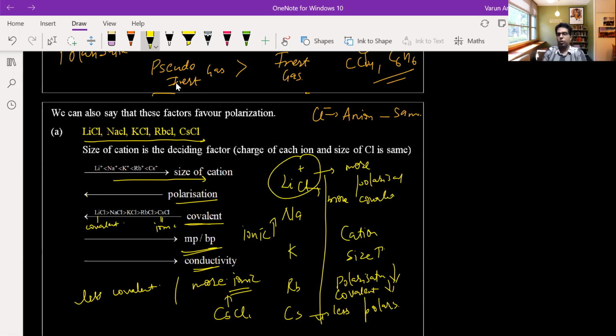So down the group, the covalent character is decreasing, so ionic character is increasing. So if ionic character is increasing, the melting point and boiling point will increase and conductivity will increase. So lithium to cesium, the conductivity and melting point and boiling point is increasing.